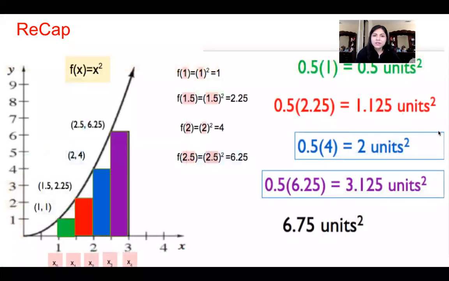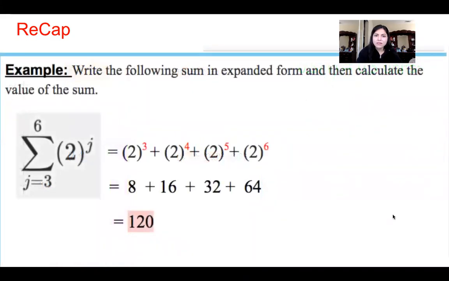Next, I'm recapping that the other day we did a left Riemann sum. We used the function itself to calculate the heights of the rectangles, and we multiplied with the base of the rectangles to get a total area of 6.75. So we did that the other day, and we had a little bit of practice.